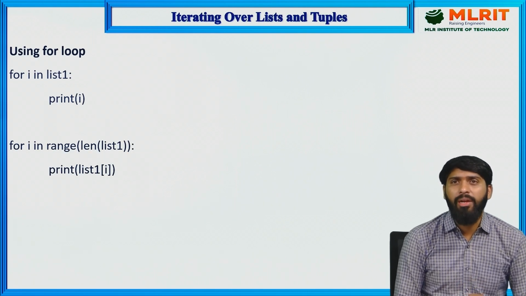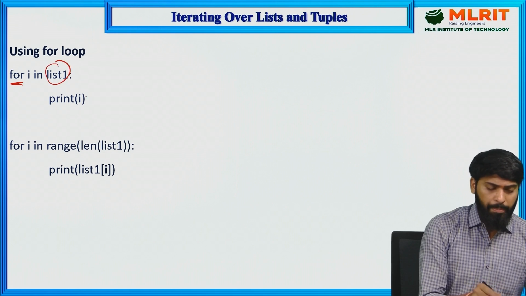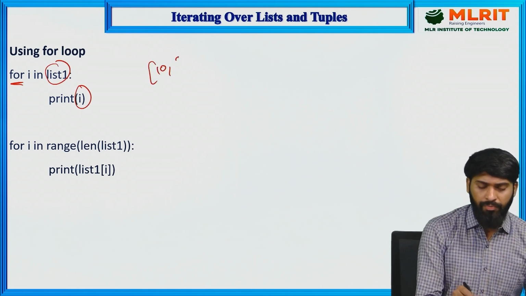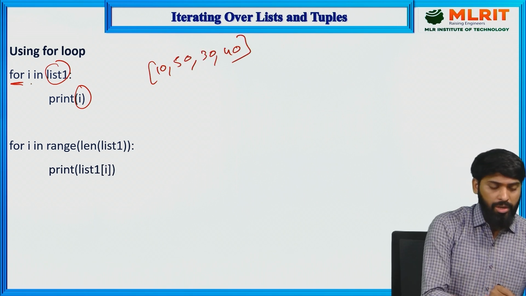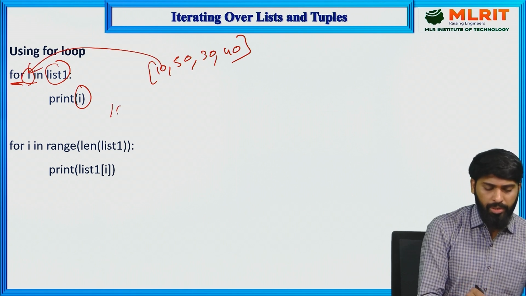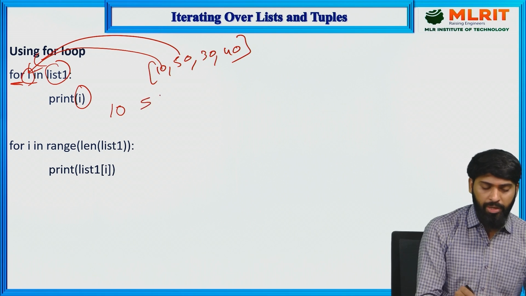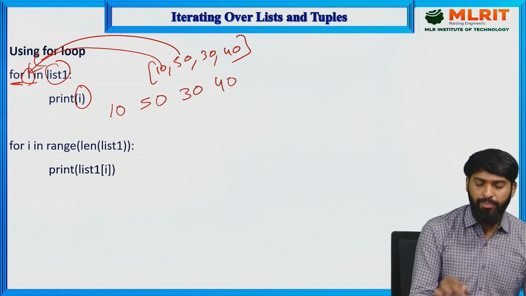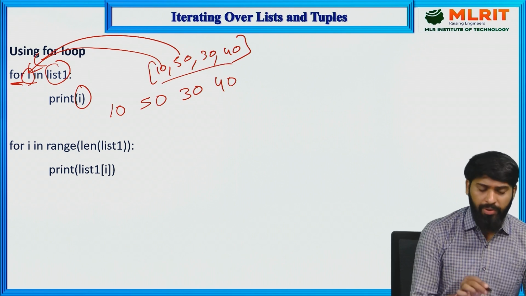Iterating over lists and tuples. For i in list 1, print i value. That's it. For example, list 1 is 10, 50, 30, 40. In the first iteration, 10 is assigned to i, so the output is 10. In the next iteration, 50, so print i means 50. Next iteration 30. Next iteration 40. That's it.